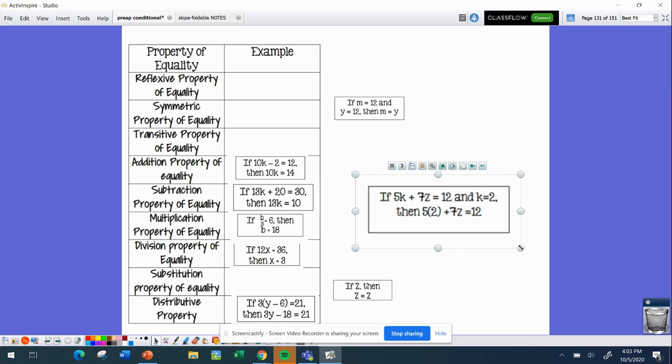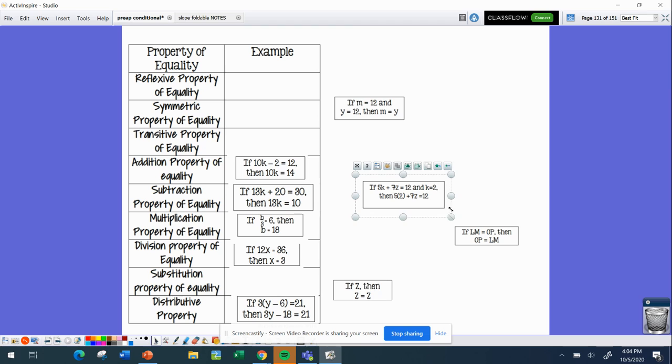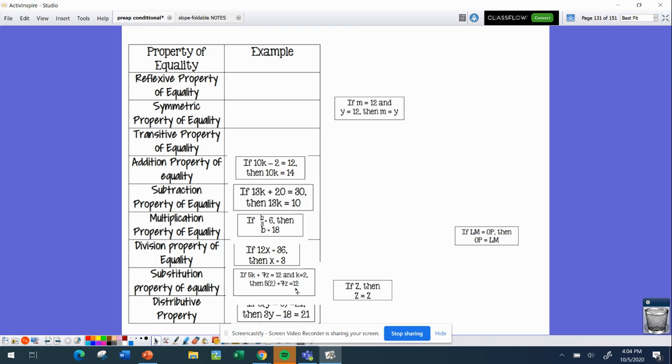If 5k plus 7z equals 12 and k equals 2, then 5 times 2 plus 7 times z gives you 12. We substituted a 2 in place of the k, an example of the substitution property of equality.